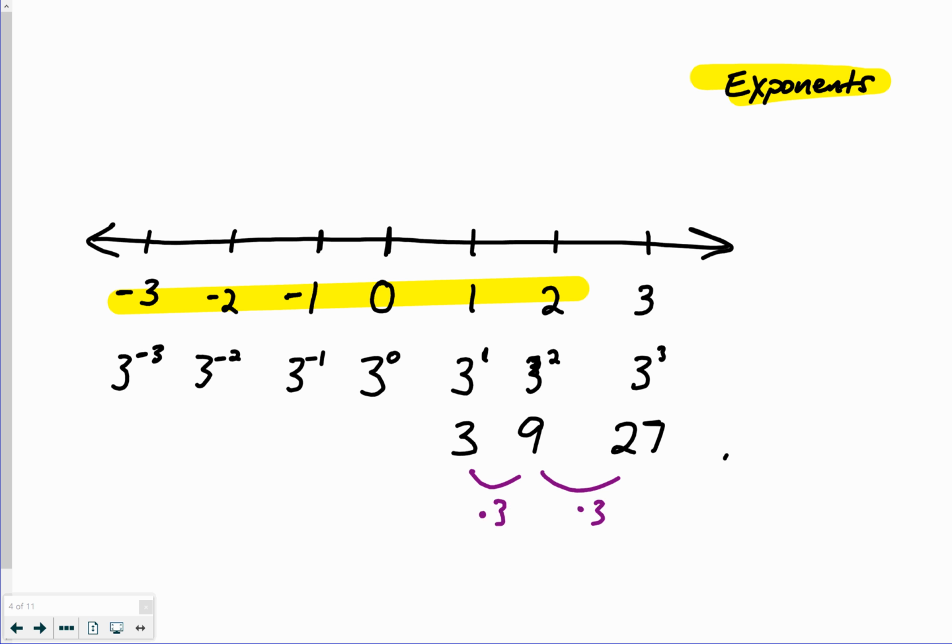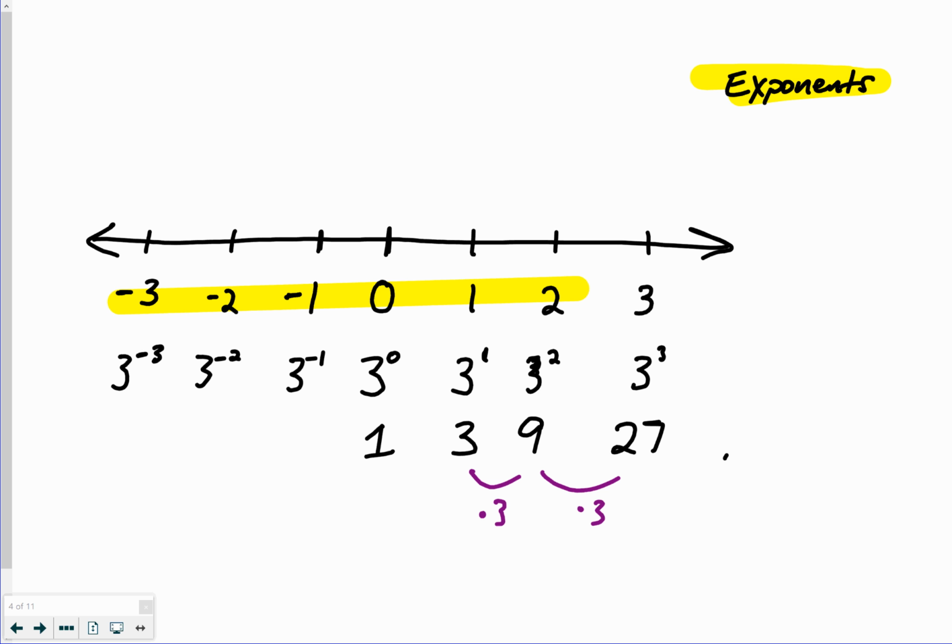Everyone see that? Now, do you know what 3 to the 0 power is? It's not 0. It's 1. And that's one of our properties that's on that slide on the other page. It's called the 0 exponent property. Anything to the 0 power is 1.